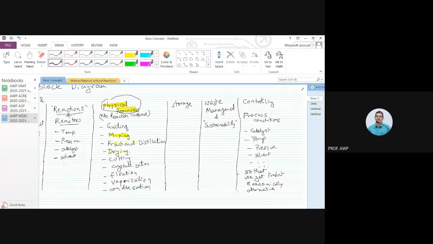Especially if you are making nitrated products, drugs, many drugs are nitro compounds. So if you don't control the temperature, there may be an explosion in the reactor, because the product is thermally sensitive. So rather than saying monitoring, Rishabh, can I say controlling process conditions? Yes, sir. Okay.